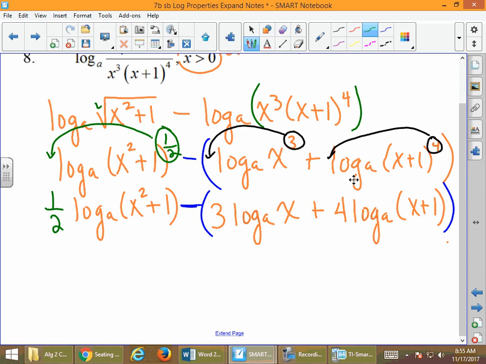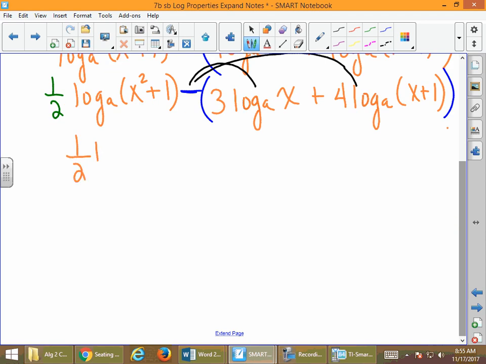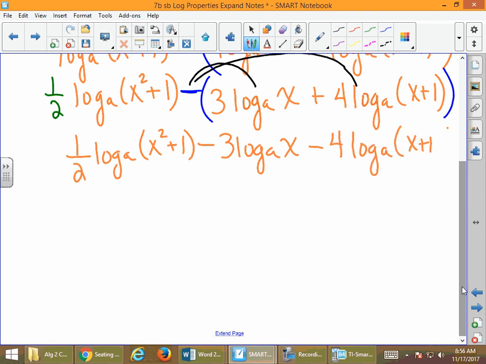And lastly, we can finish this problem. When we finish it, we're distributing the negative here, and we're distributing there, negative there. So it's going to be 1/2 log base A of x squared plus 1 minus 3 log base A of x. And it's negative times a positive, which is negative 4 log base A of x plus 1.